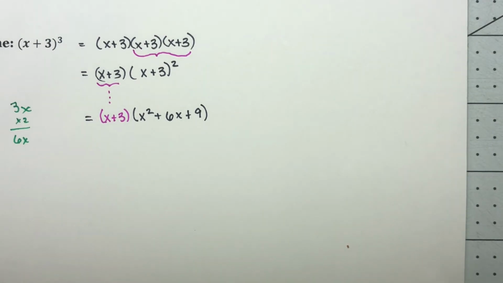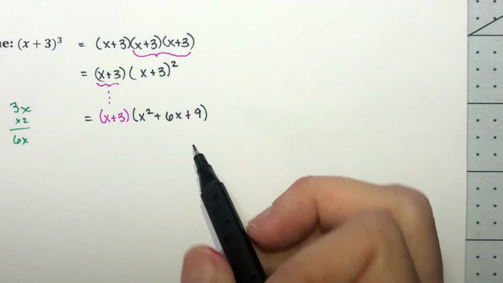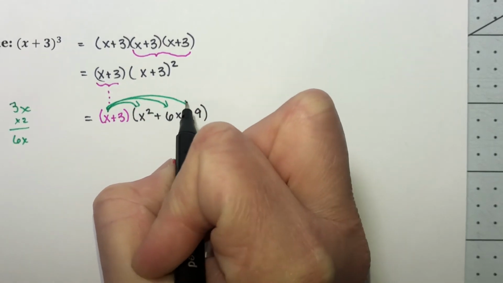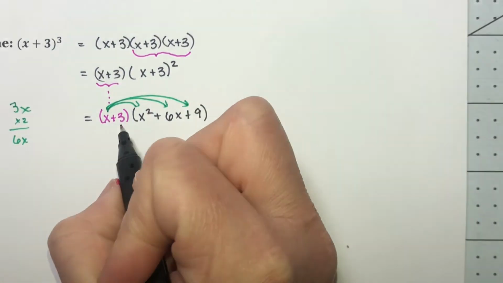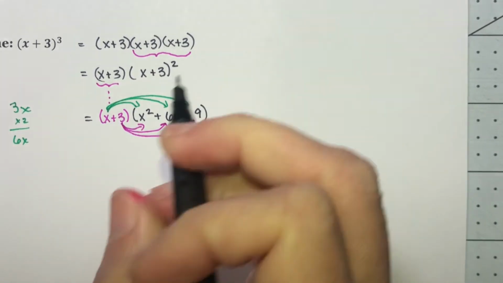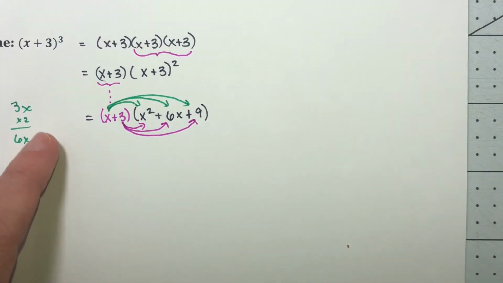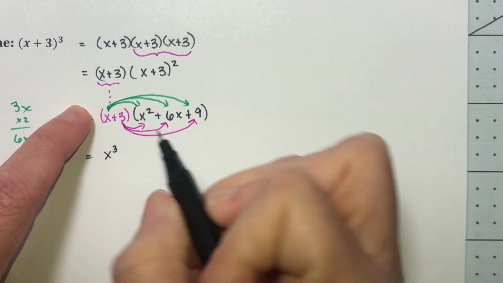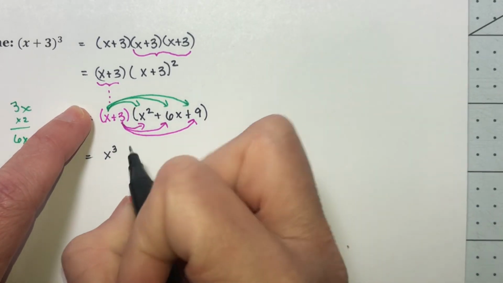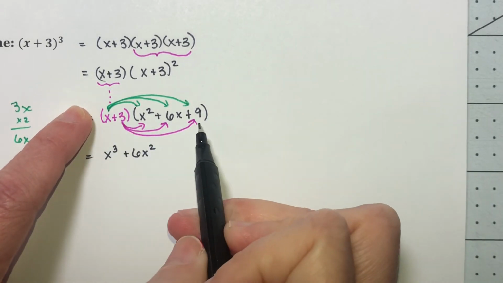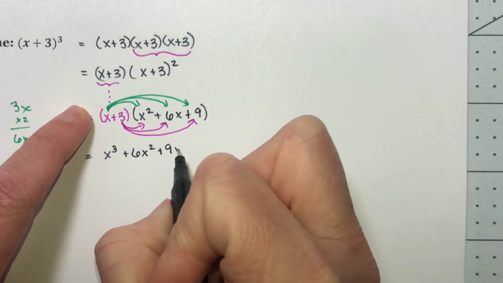Okay, now what I have is a problem that's very similar to what we worked in the last section. I need to distribute. I'm going to take this x and distribute it all the way through, and then I'm going to come back and distribute the positive 3 all the way through. And then I will likely have to combine like terms. Okay? So, what do I have? x times x squared is x cubed. x times 6x would be 6x squared. x times 9 would be 9x.